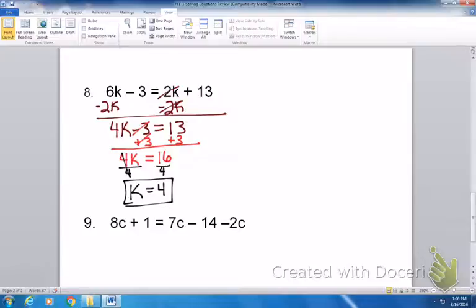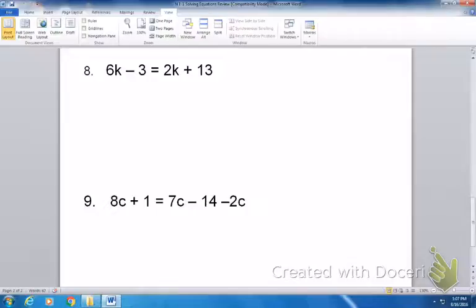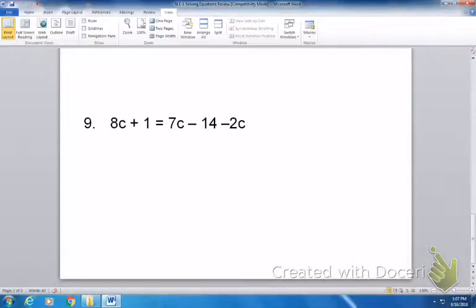So guys, it's pretty repetitious, and it's the same basic thing we did on the front, but we can add and subtract variables from both sides also. Let's look at the last problem. So this last one is 8c plus 1 equals 7c minus 14 minus 2c. And this one kind of works how number 7 did after we distributed.